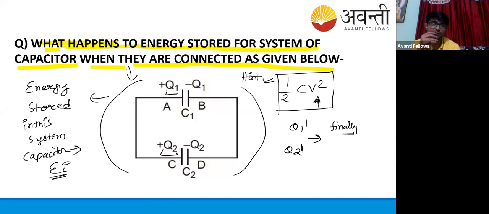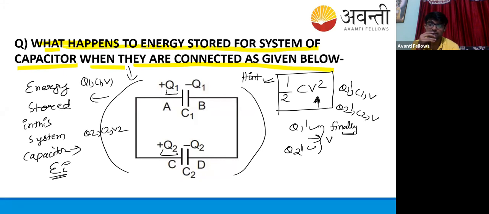I have given you the formula. This formula will only be used. Actually, I'm already telling you 30 to 40% of the hint or the solution. So this will be q1 dash and q2 dash. Using this, the potential will be common. Initially, q1, c1 and v1 were the factors, q2, c2 and v2. Finally, it is just q1 dash, c1 and v potential, q2 dash, c2 and v potential.